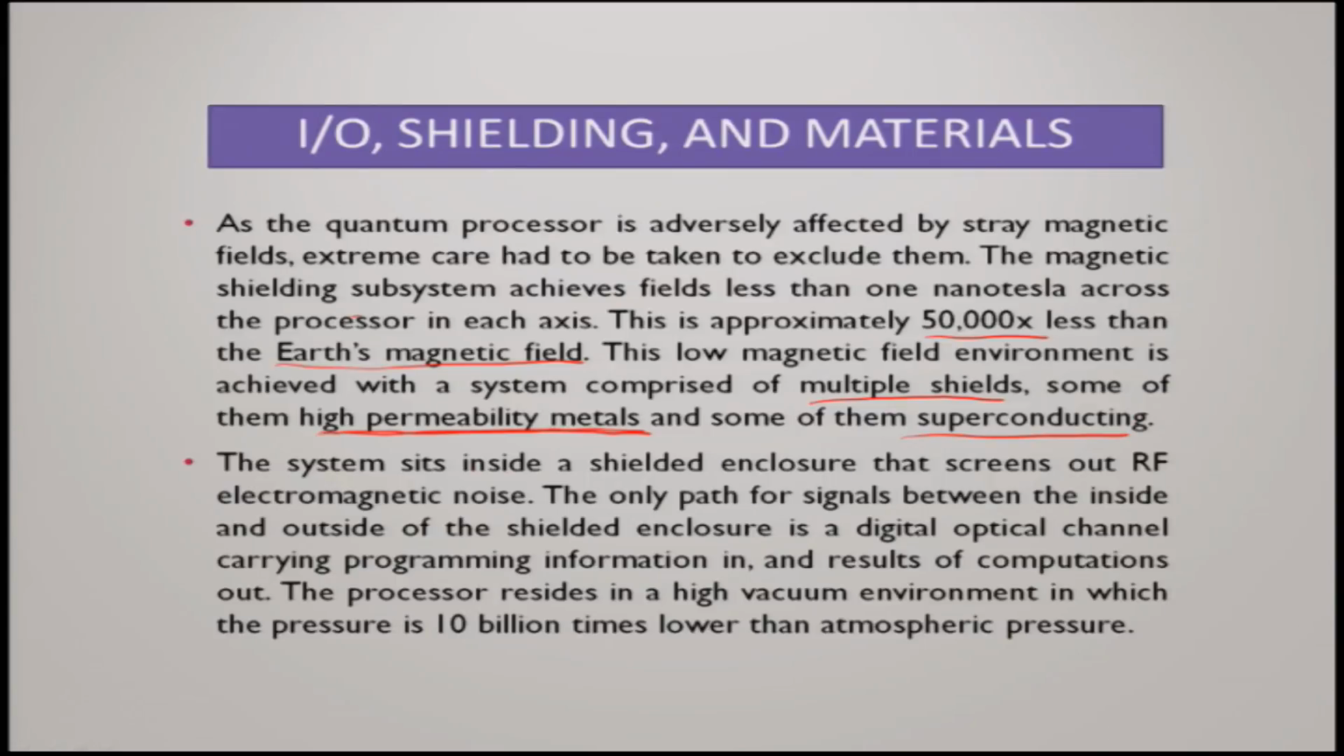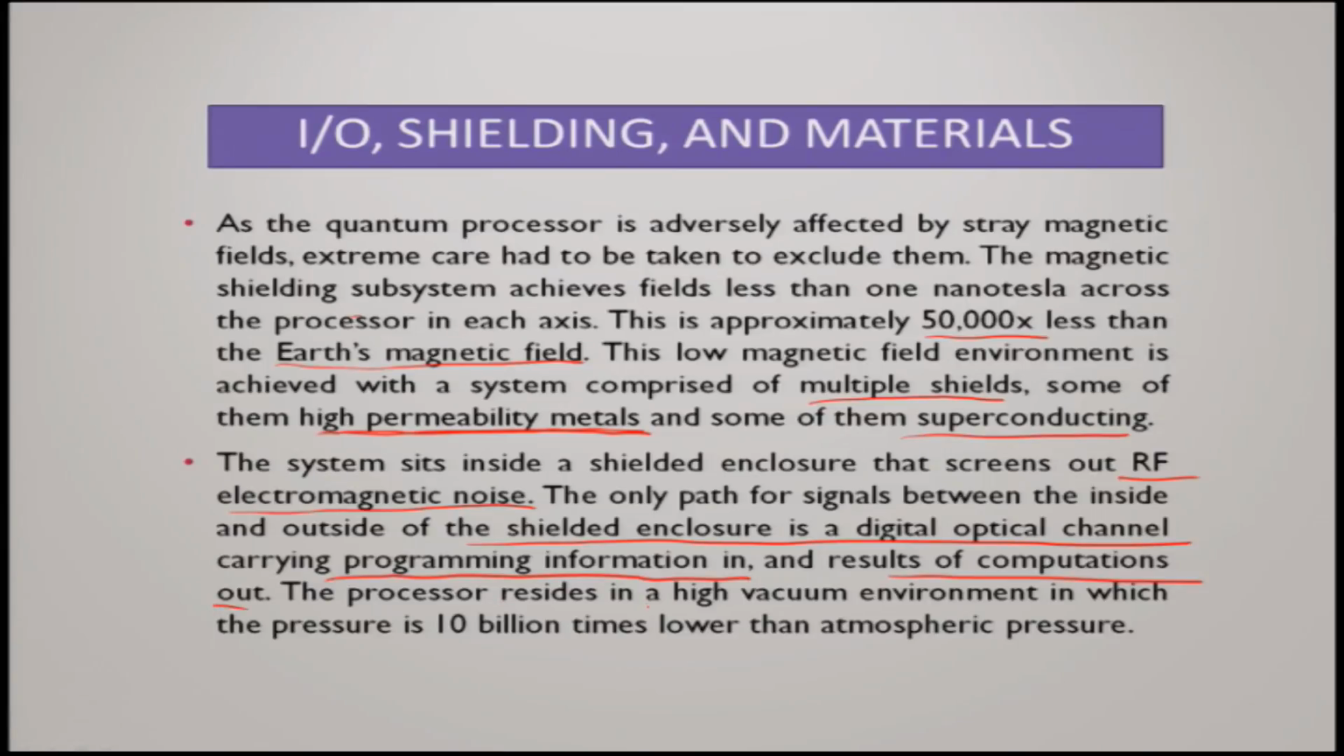The system sits inside a shield enclosure that screens out RF electromagnetic noise. So, all kinds of radio frequency electromagnetic noise is sort of shielded off because of the shielding enclosure. The only path for signal between the inside and the outside of the shielded enclosure is a digital optical channel carrying programming information in and results of computations out.